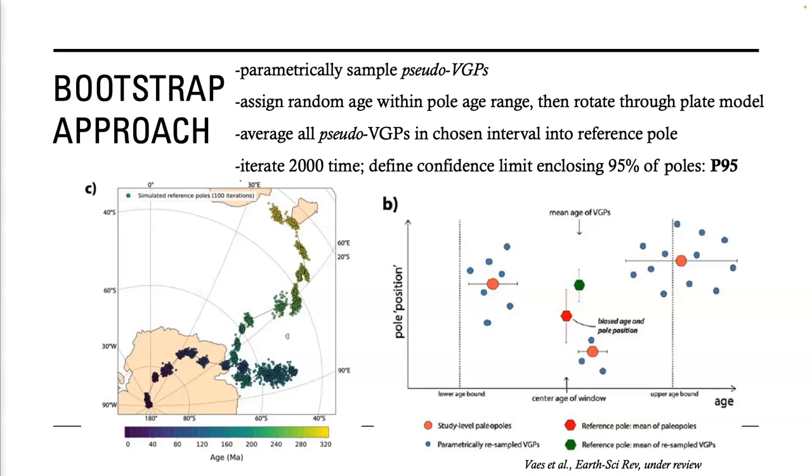Moreover, the uncertainty that is associated with the EI correction is also propagated into the eventual scheme. Now we do this 2,000 times, we get 2,000 poles, and the circle, the confidence region that encloses 95% of those poles, is what we now call the P95, and that is taken as the uncertainty of the apparent polar wander path. And here you see all those poles that came from the bootstrap.